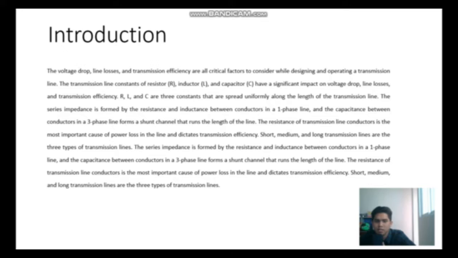The voltage drop, line losses and transmission efficiency are all critical factors to consider while designing and operating a transmission line. The transmission line constants of resistance R, inductance L and capacitance C have a significant impact on voltage drop, line losses and transmission efficiency. R, L and C are three constants that are spread uniformly along the length of the transmission line. The series impedance is formed by the resistance and inductance between conductors in a one-phase line. The capacitance between conductors in a three-phase line forms a shunt channel that runs the length of the line.